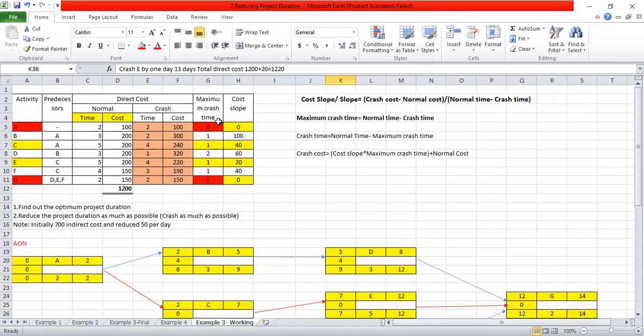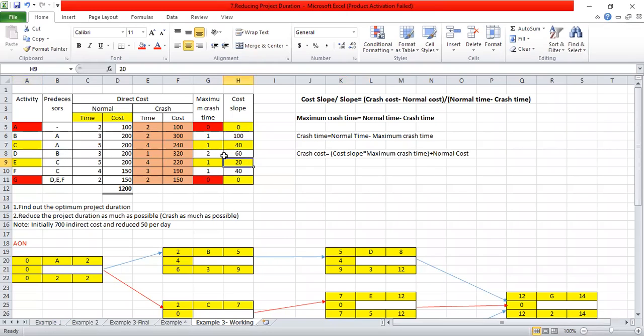Right, so we have cut down the activities which have maximum crash time of 0. So the next step is what? We want to see the cost slope which has the minimum cost slope. There are two activities remaining, C and E. Among C and E, the lowest cost slope is on activity E, right? So the E activity cost slope is 20. So I will crash activity E.